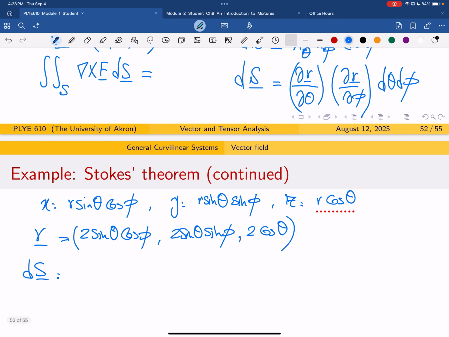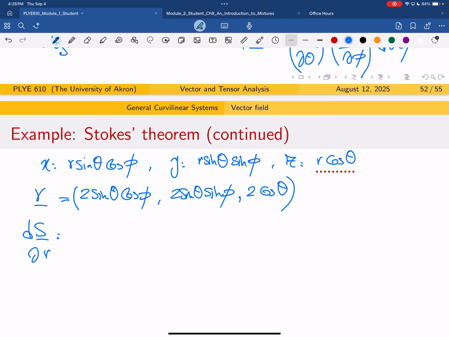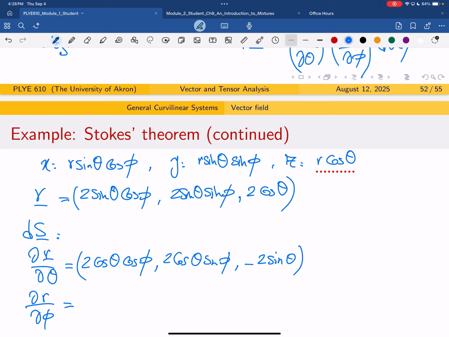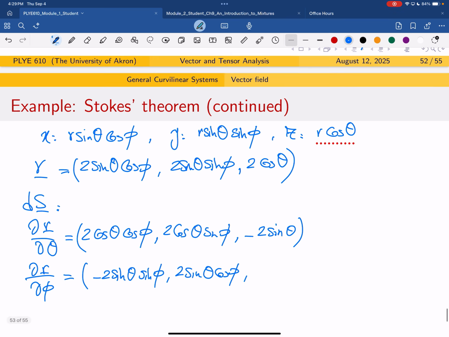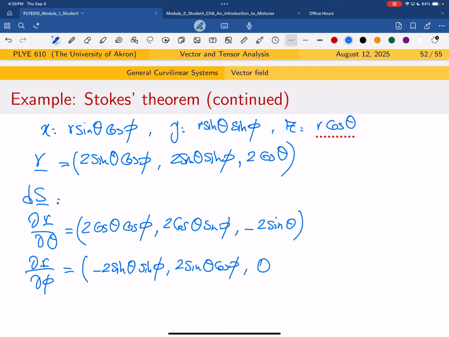Now, if I use this and calculate the ds, I need to calculate two derivatives. First, dr d theta is going to be 2 cosine theta cosine phi, 2 cosine theta sine phi, and minus 2 sine theta. And another one is dr d phi. It's going to be minus 2 sine theta sine phi, 2 sine theta cosine phi, and this one is going to be 0. It's a derivative with respect to phi, and the last one doesn't have phi.